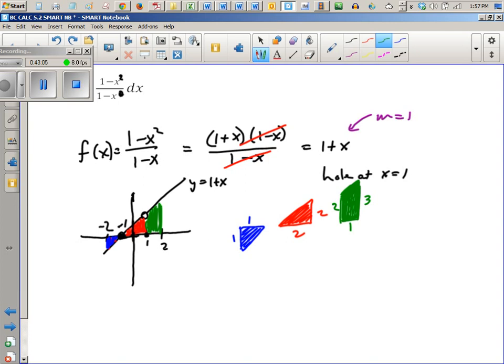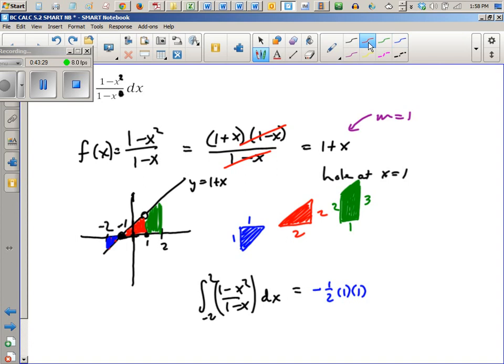Okay, the blue area is going to count against us as we tally the total area. So here is the integral from -2 to 2 of 1 minus x squared over 1 minus x dx. And this is a negative area first because we have a blue triangle under the x-axis, and it's going to be 1/2 times 1 times 1 is its area.